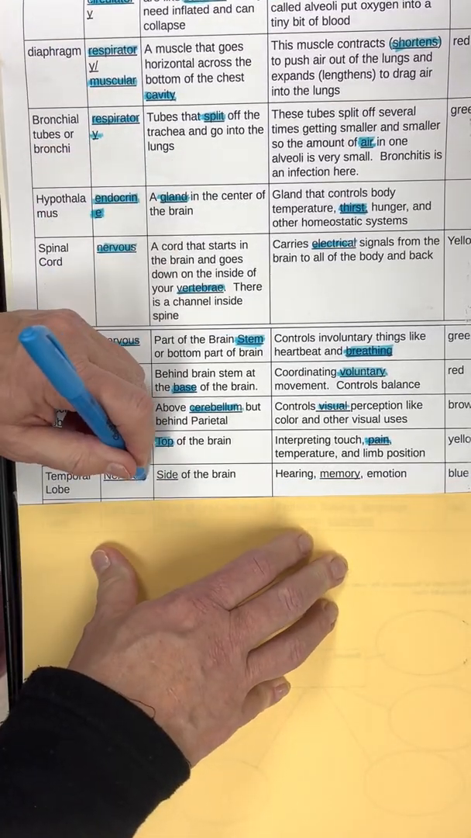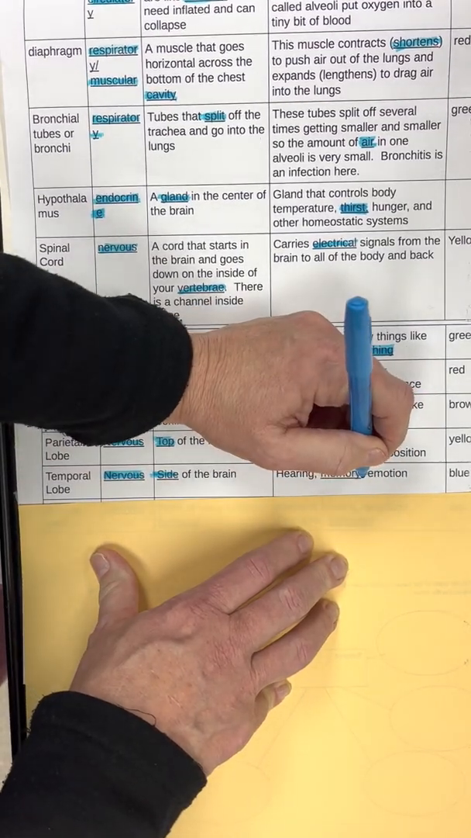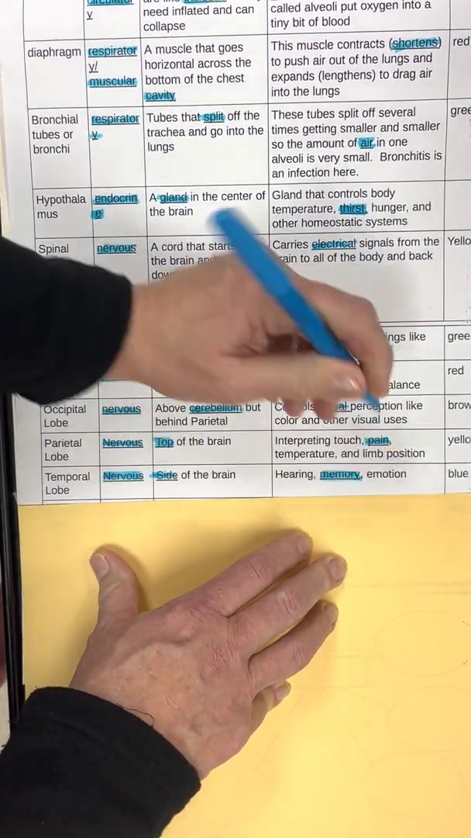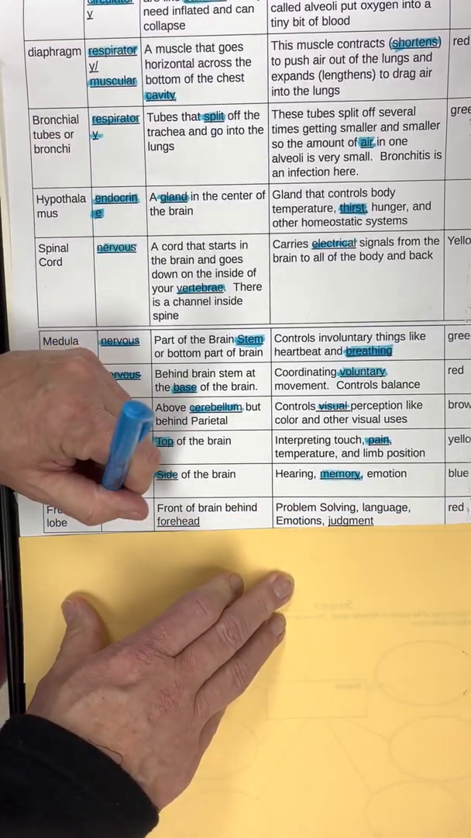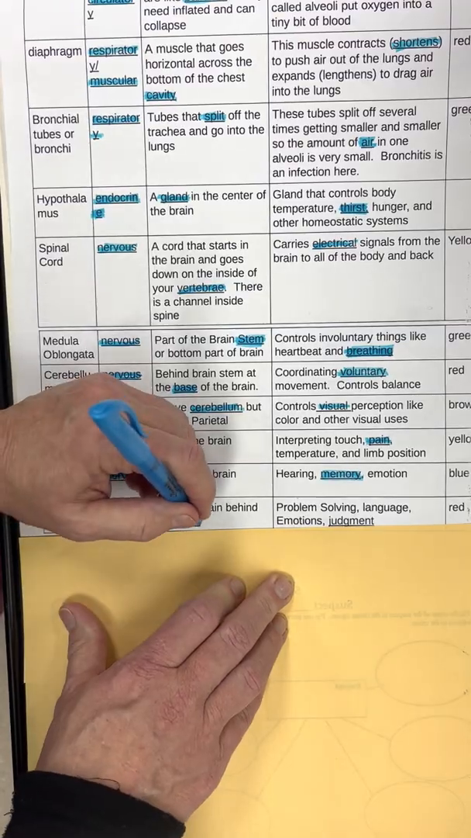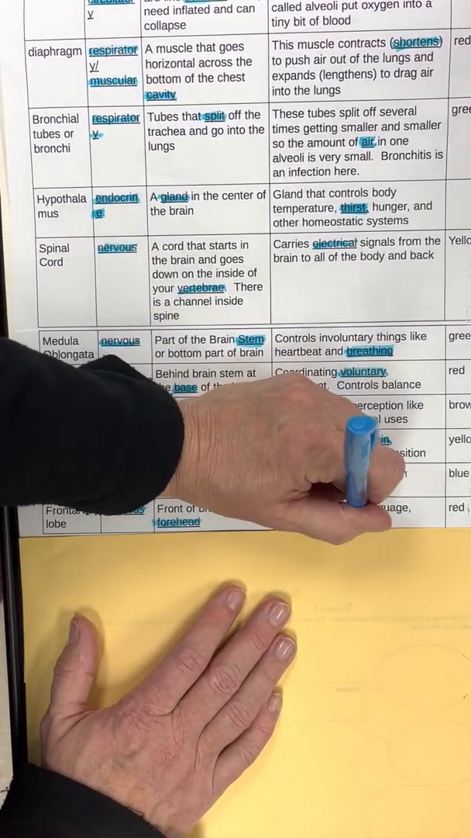The temporal lobe is nervous. It's on the side of the brain. Hearing, memory, and emotion are controlled here. The frontal lobe is nervous. It's the front of the brain, behind the forehead. Problem solving, language, emotion, and judgment.